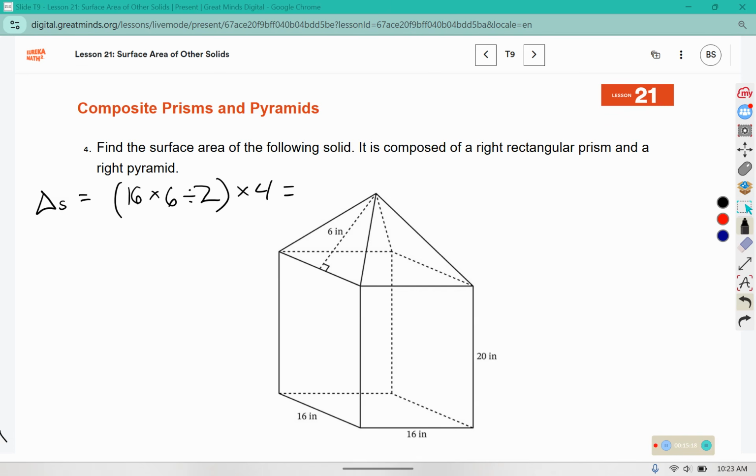16 times 6 is 96. Divide that by 2 is 48 for each triangle. And then times it by 4 is 192 for all 4 triangles.